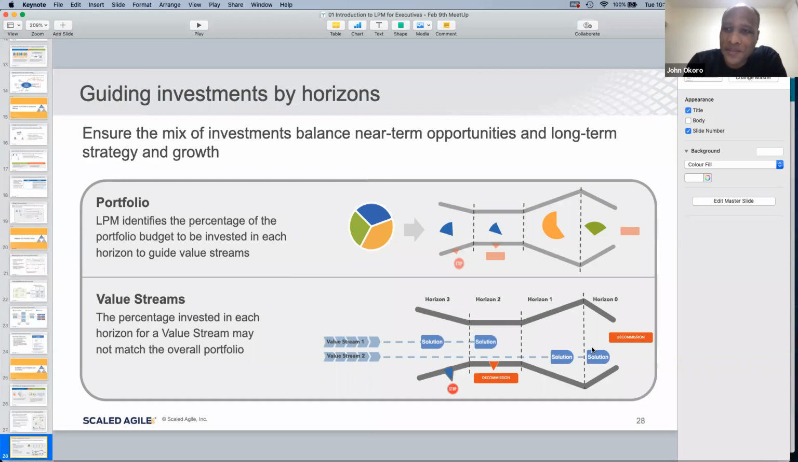Any guesses? Is there anybody on the call now that exclusively spends their time using Scrum only?